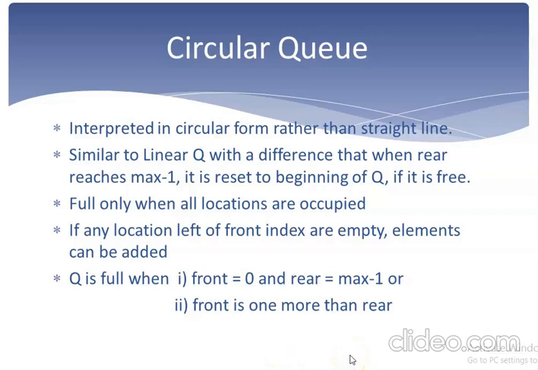Now let us see what a circular queue means. So far we have seen about linear queue. In that we were using two pointers, front and rear. When the rear reaches maximum, we consider the queue as full, even though we have spaces before the front pointer, because we are removing elements from the front end and we are adding elements into back end.